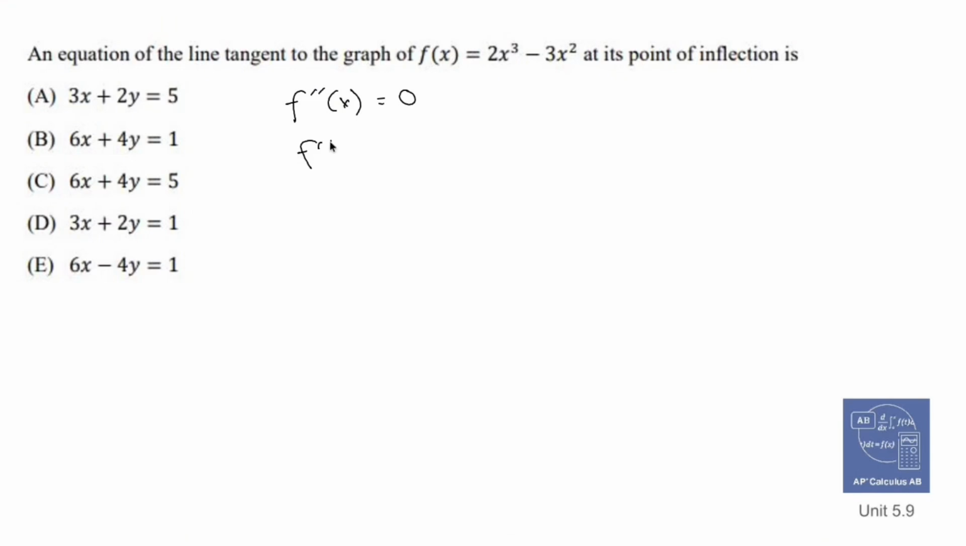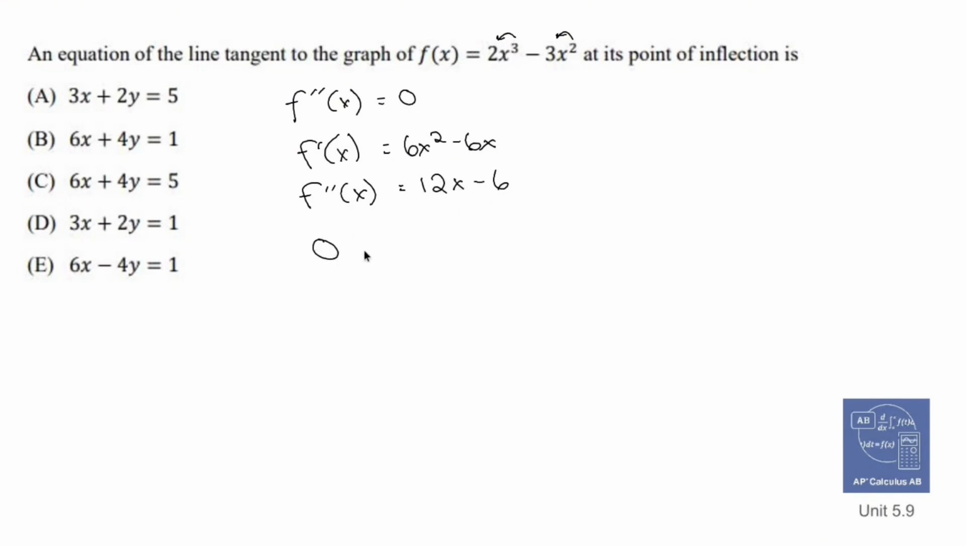So let's find out what f double prime is. First, we have to find out what f single prime is. F single prime of x is going to equal, drop down the 3, 6x squared, drop down the 2, minus 6x. That's f single prime. F double prime is going to be the derivative of that, and that's going to be 12x minus 6.